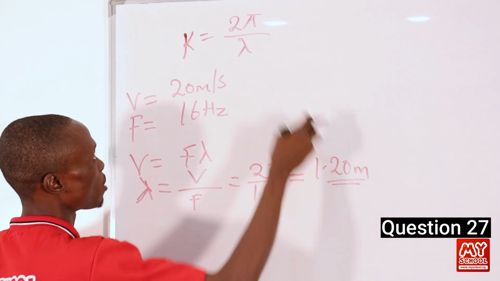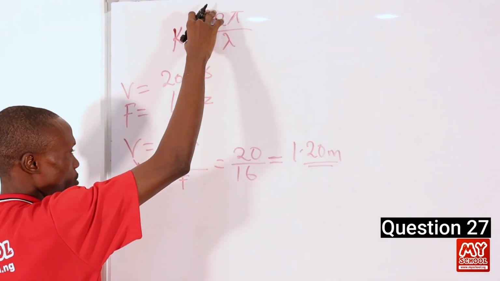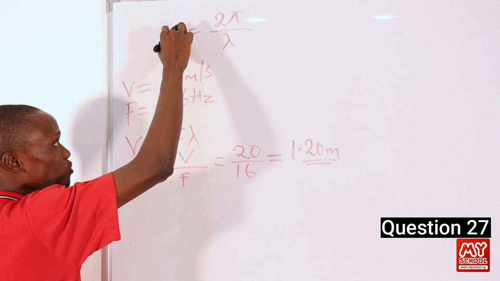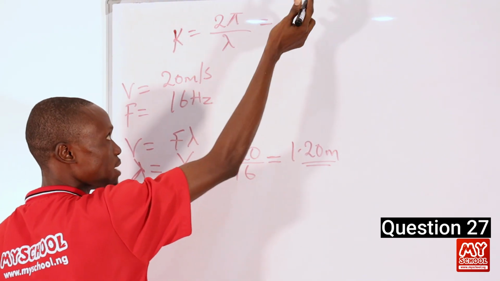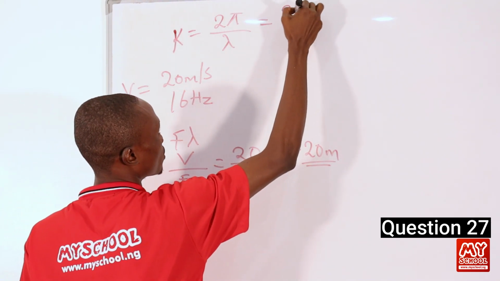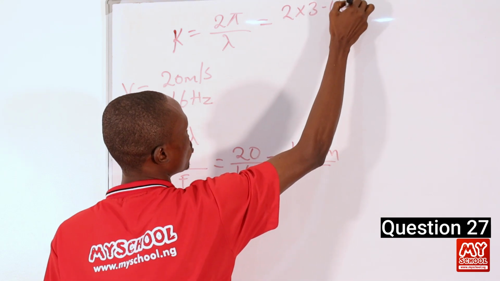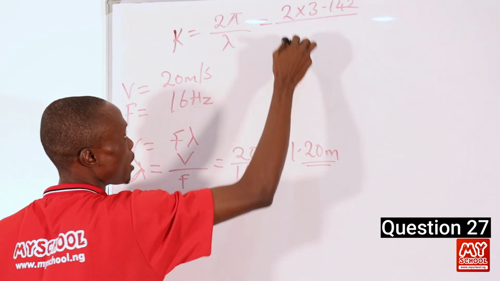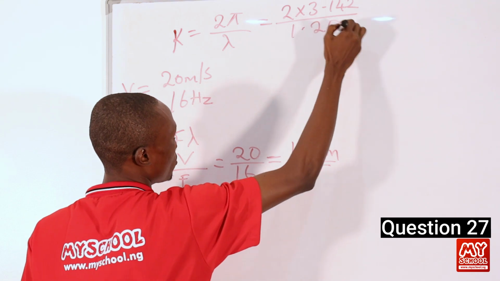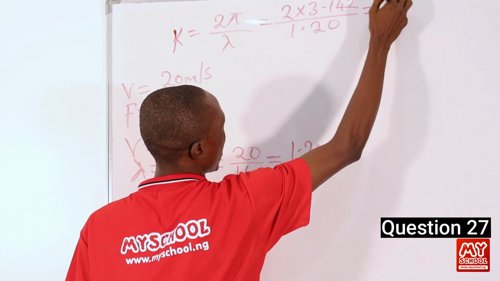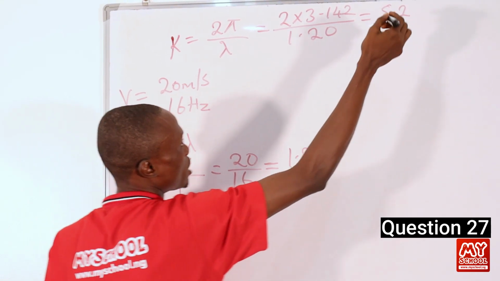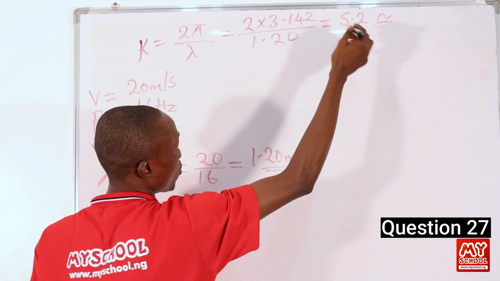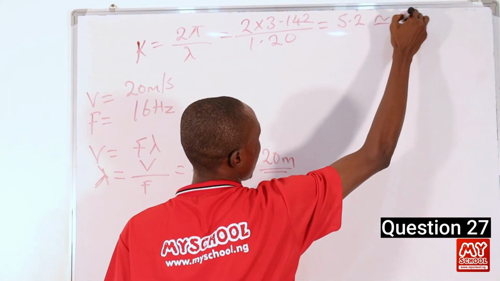So we just carry this value and substitute into the original equation, which is the wave number. So we know that pi is usually 3.142, so 2 times 3.142 divided by 1.20. So this will give us 5.2. Okay, so to the nearest whole number or to one significant figure, our value will be equal to 5.